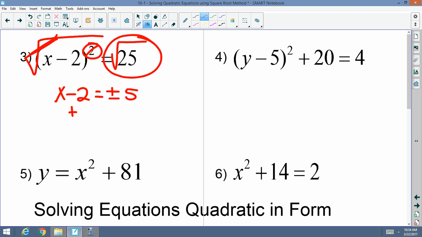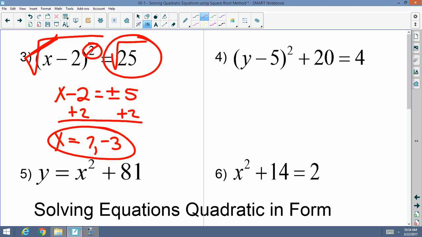Now I have to add 2 to both sides. So x equals, what's positive 5 plus 2? 7. What's negative 5 plus 2? Negative 3, and those are my solutions. And again, what do those solutions mean? Well, here's negative 3, here's 7. It's a positive, so that means it's going to go up. We'll talk about how I know that later. But these are my solutions, and my parabola is going something like that through the x-axis. You're understanding what the solutions mean, right, guys?